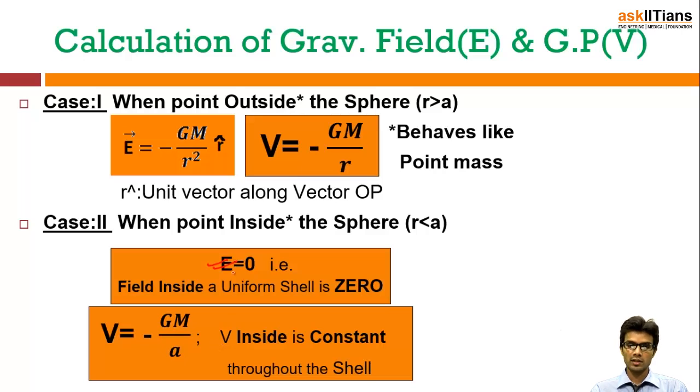That is, gravitational field inside a uniform shell is 0, and gravitational potential inside a shell is constant throughout the shell. So V is equal to minus GM by a.